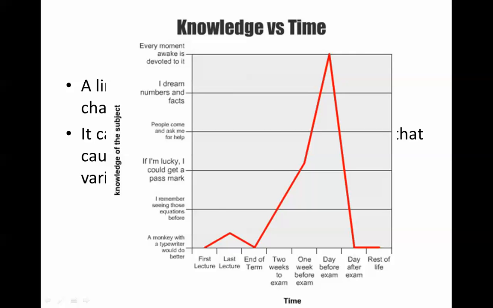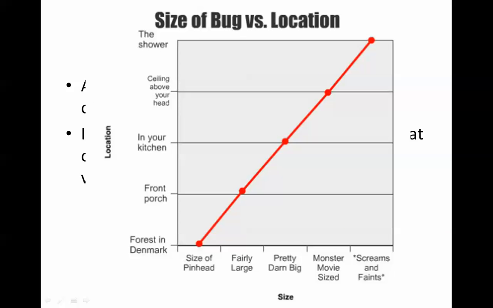So another line graph. Here's another one, size of bug versus its location. If it's at a forest in Denmark, it's very small. If it's on your front porch, it's probably pretty big. But if it's in the shower, it's probably this huge bug that makes you scream and faint. So, yeah, there you go. Line graphs are comparing not necessarily time, but as something gets bigger or progresses, something else is changing.